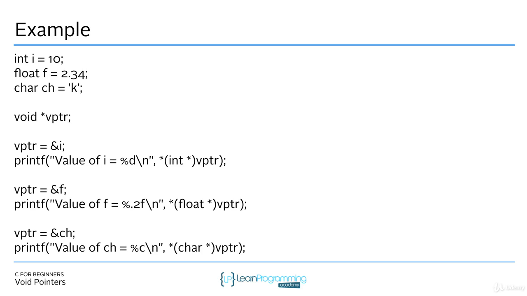So that's going to print out the value that v pointer is pointing to. But first, it's going to cast it to the right type. So in all three of these v pointers, for the int, it's going to print out 10. For the float, it's going to print out 2.34. And for the ch char, it's going to print out k.